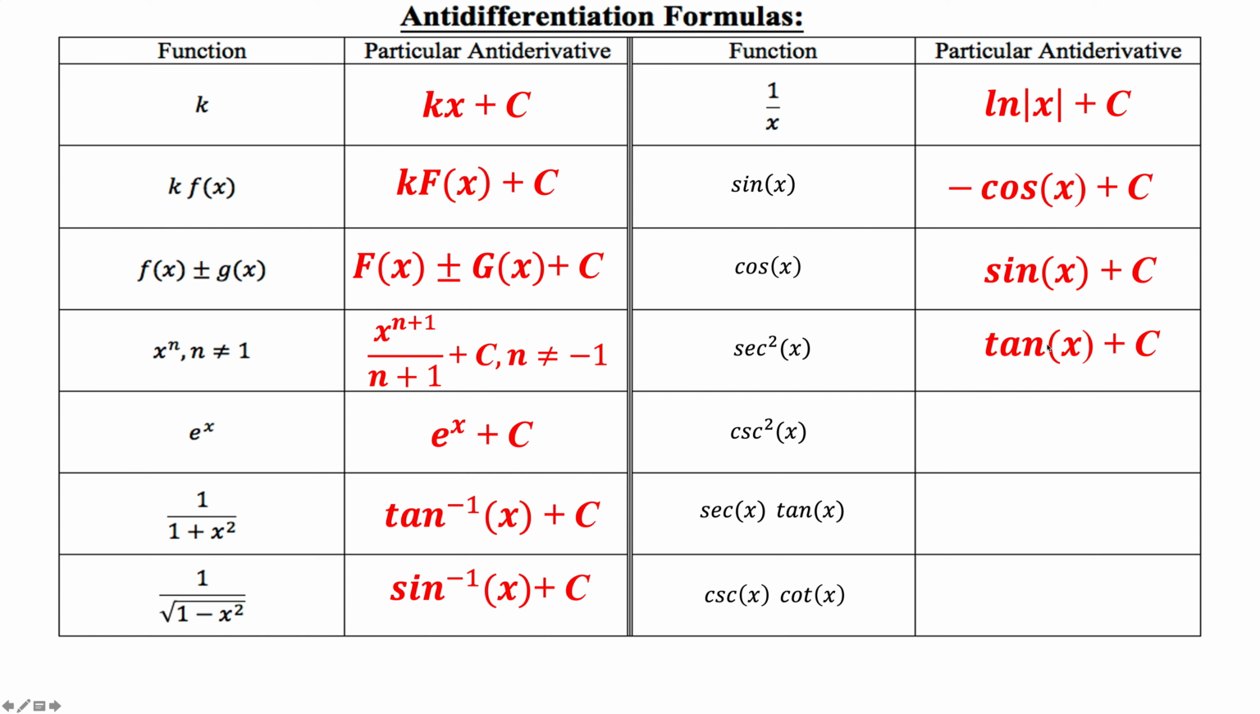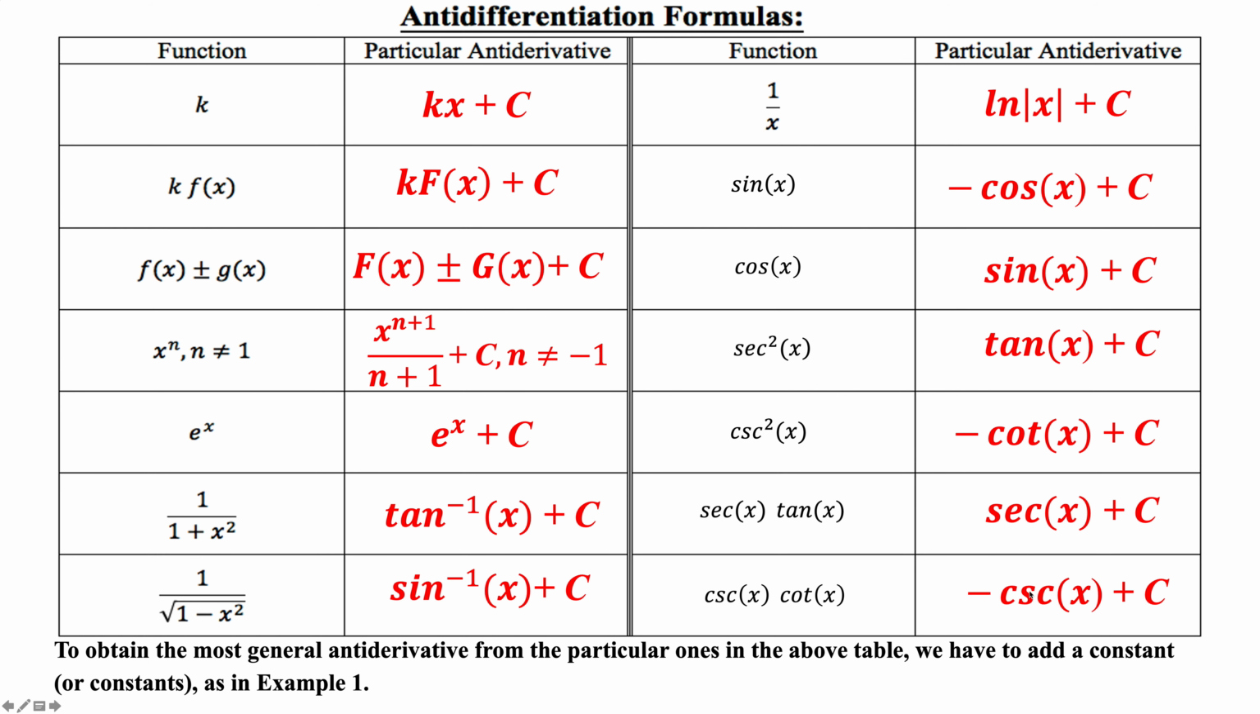Secant squared, that's your tangent. You take the derivative of tangent, you get secant squared. Again, we're just working backwards. Cosecant squared, I believe that was cotangent x, but again, that was the negative. Remember those negative rules on all the co-functions. Secant tangent of x, that was your secant of x plus c, but here's cosecant cotangent, negative cosecant of x plus c. So again, to obtain the most general antiderivative, you have to put the plus c on all your answers, just like we did here in the table.